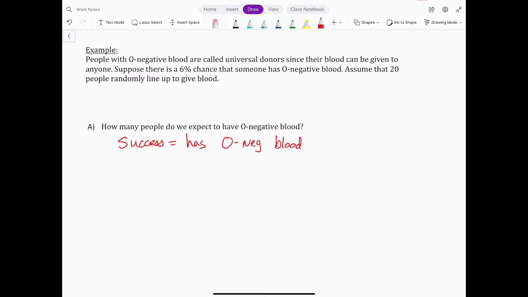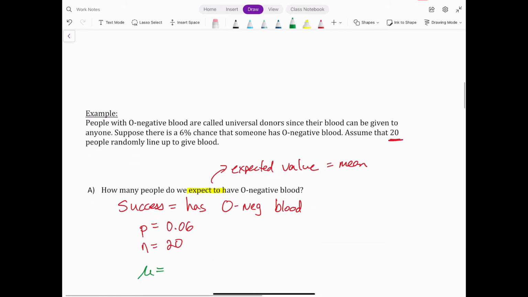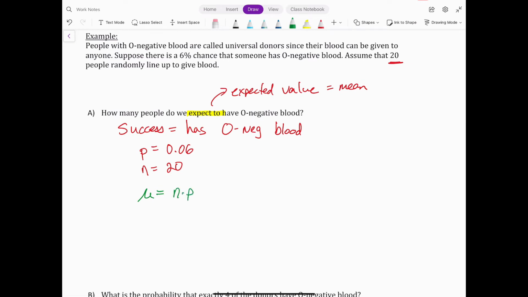All right. So because of that, we know that P, the probability of success, they told us 6% of people have O-negative blood. So P is 6%. N is the number of trials. In this example, it's the number of people that are standing in line. They tell us 20 people are standing in line, so N is 20. So to calculate the expected number of people to have O-negative blood, that is the expected value. And we know that is the same thing as the mean. And as we said earlier, the mean is equal to N times P. So our mean is equal to N times P, which for us, that will be 20 times 0.06.